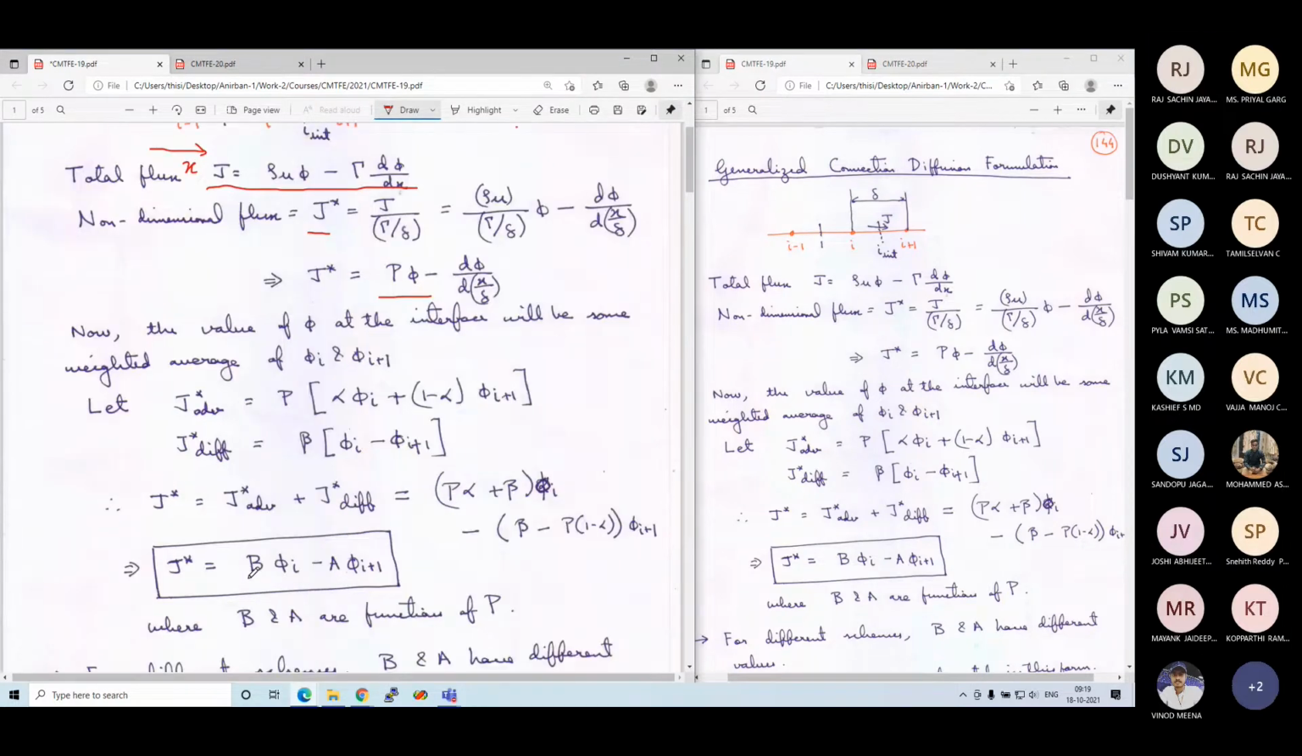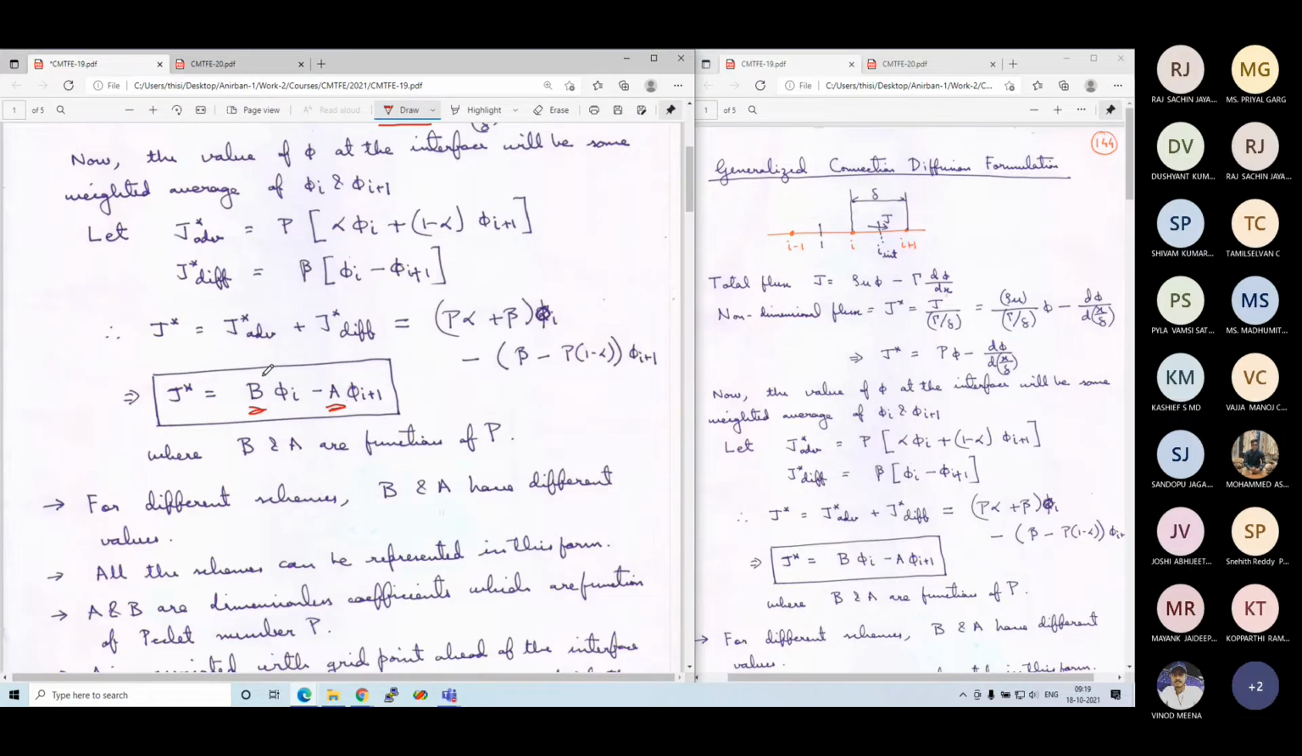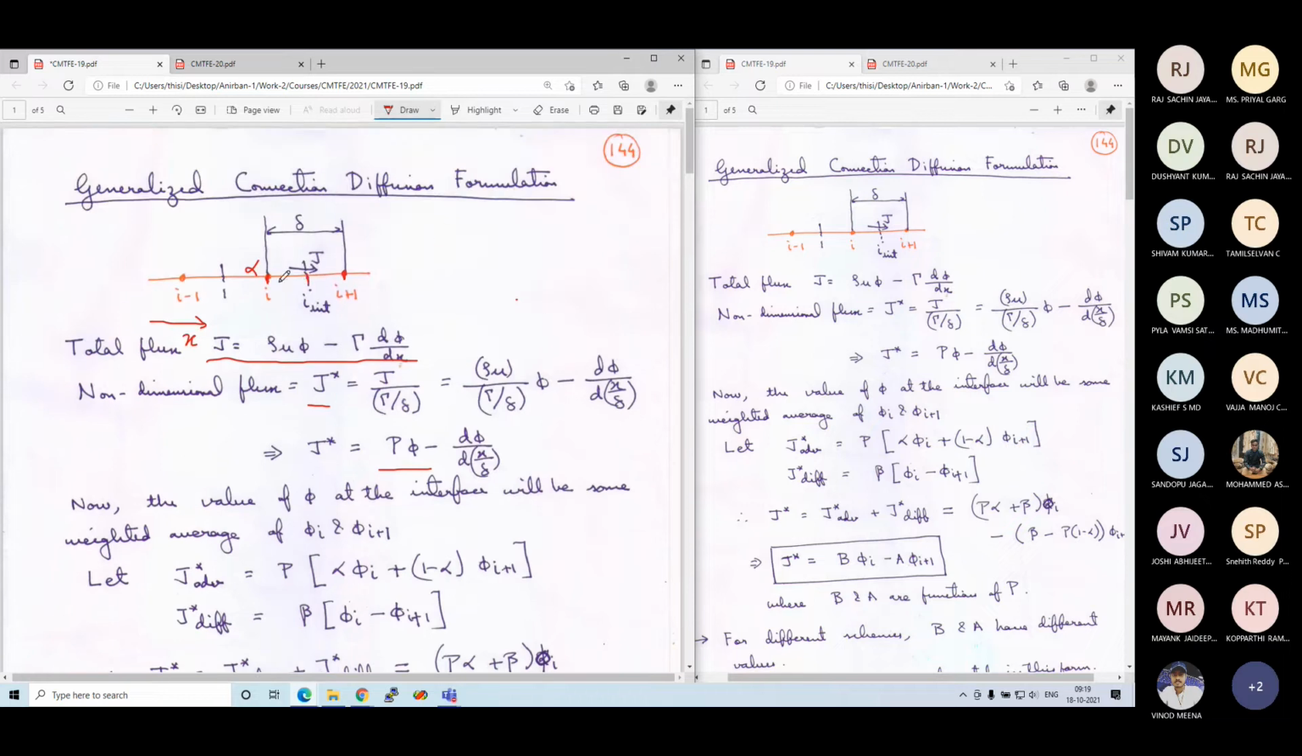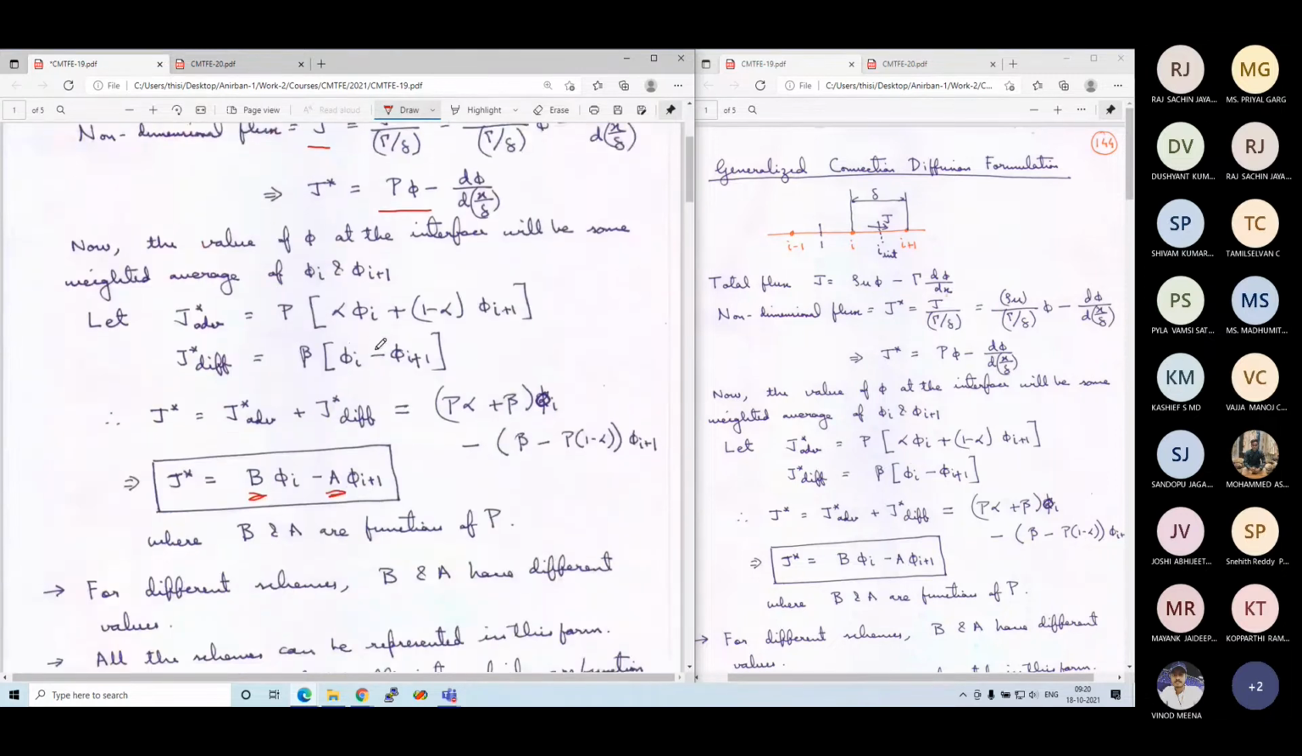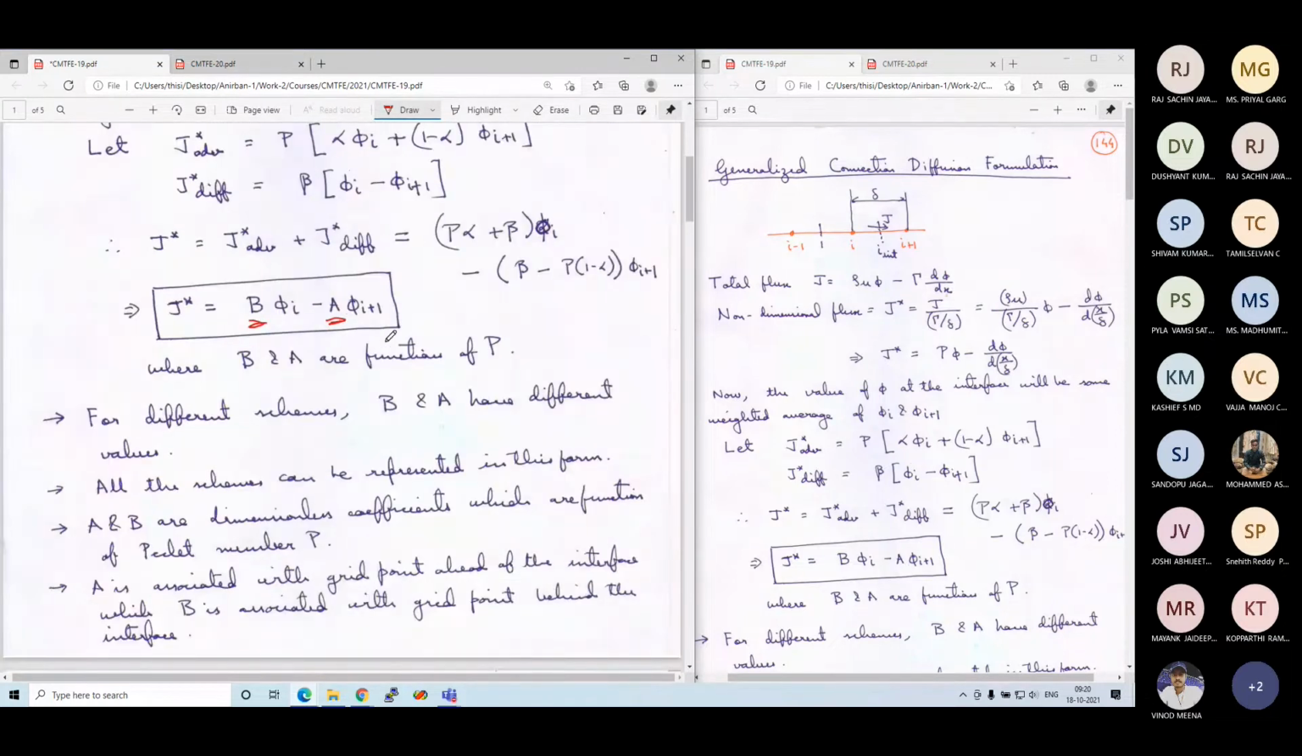and these functions B and A, which will depend on the Peclet number. And for different schemes, this will be different functions. We will see later. Okay. So for different schemes, B and A will have different values depending on how much weightage we are putting for the defined grid points. For example, for central difference scheme, equal weightage is there for the two grid points. So similarly, for other schemes, it is different.